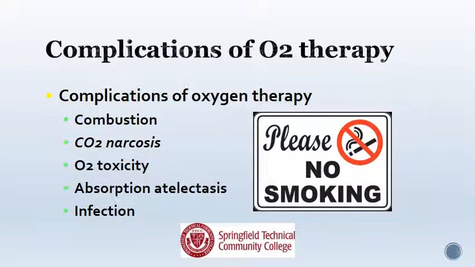What are some complications of oxygen therapy? Obviously, it's flammable. That's why we have the no smoking sign. We don't want our smoking patients to have oxygen that explodes. Patients who are getting high levels of oxygen are at risk for oxygen toxicity. It is not a benign treatment. Patients can have atelectasis because of the oxygen, which means the lung parenchyma are sticking together, and patients can be at risk for infection as well. CO2 narcosis is a specific incidence, which I think we're going to talk about in the next slide.